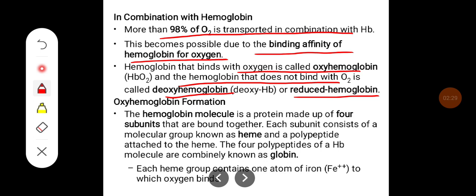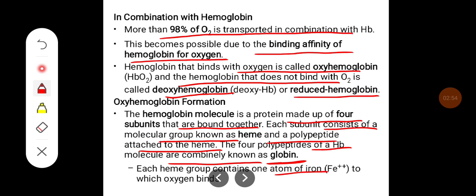Formation of oxyhemoglobin. The hemoglobin molecule is a protein made up of four subunits that are bound together. Each subunit consists of a molecule group known as heme and a polypeptide attached to the heme. The four polypeptides of a hemoglobin molecule are combinedly known as globin. Each heme group contains one atom of iron, which is in ferrous form, which binds with the oxygen.